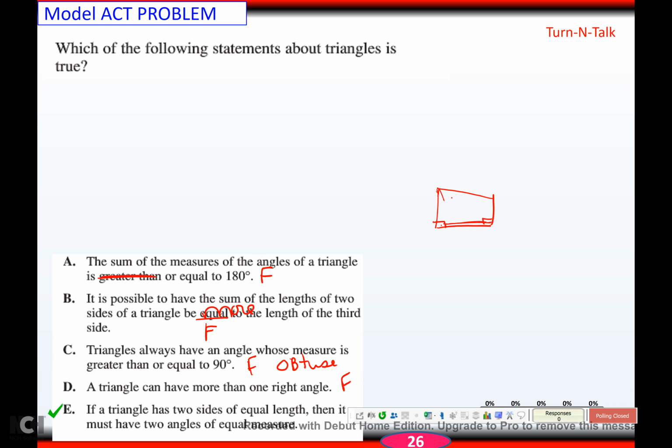E, it says if a triangle has two sides of equal length, then it must have two angles of equal measure. That's true. That's a theorem. It's been proven. It's called an isosceles triangle.